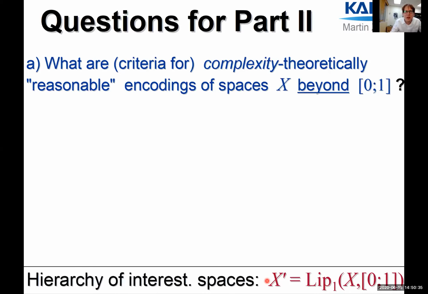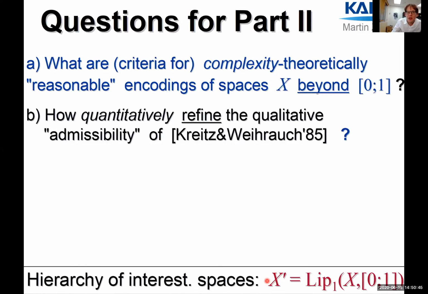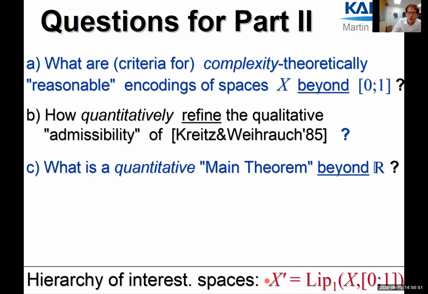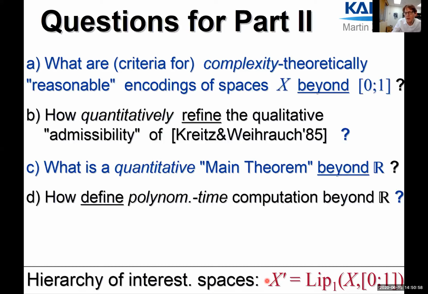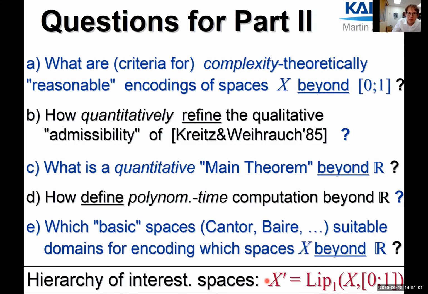So to summarize, we will want to find criteria for complexity-theoretically reasonable encodings of such spaces. We want to quantitatively refine the notion of qualitative admissibility of Kreitz-Weihrauch. We want to obtain a quantitative main theorem beyond the real unit interval, and we want to define a relative polynomial time computation on such spaces. And we want to answer the question, which basic spaces are suitable? When should we use Cantor space? When should we use Baire space? When should we use the hyperspace? Or when should we use another space for encoding? And how does that depend on the space which we want to encode?